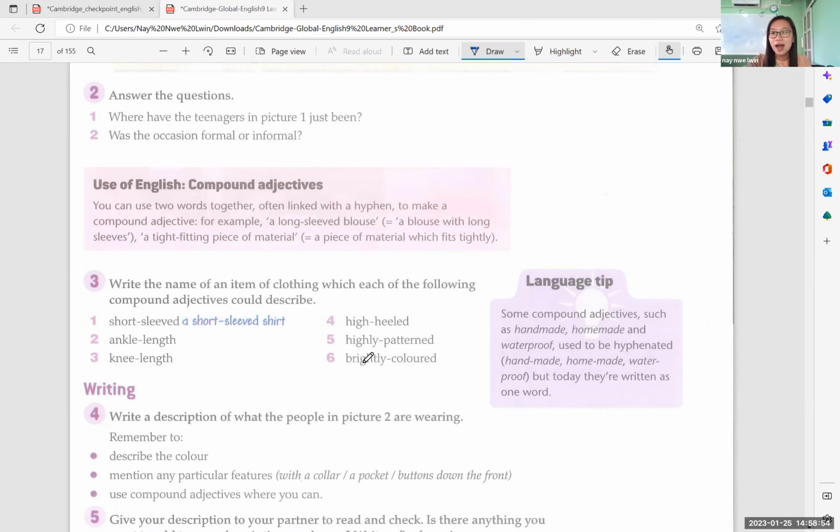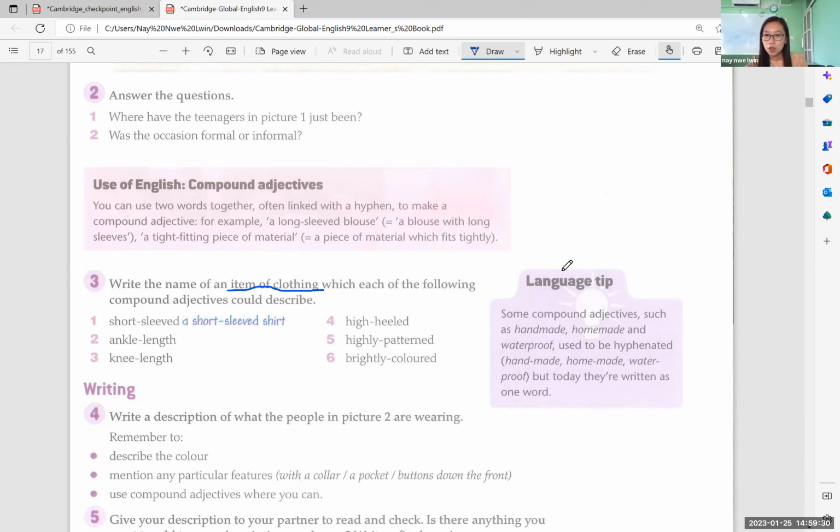And how about brightly colored? Shirt, brightly colored shirt, brightly colored flowers. Actually, we have to give the items of clothing, right? So it can be flower, you can wear a flower, right? Okay, so brightly colored shirt, brightly colored dress, brightly colored fabric, right? Brightly colored shorts. So whatever we can use with brightly colored, right? Because it's all about the color.